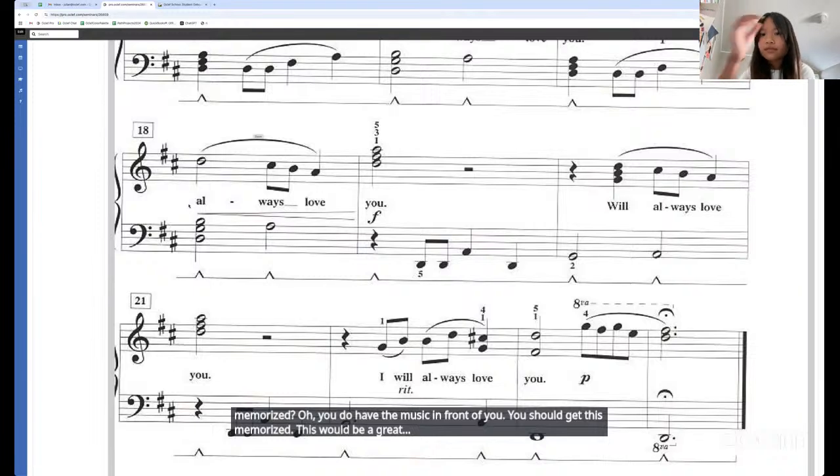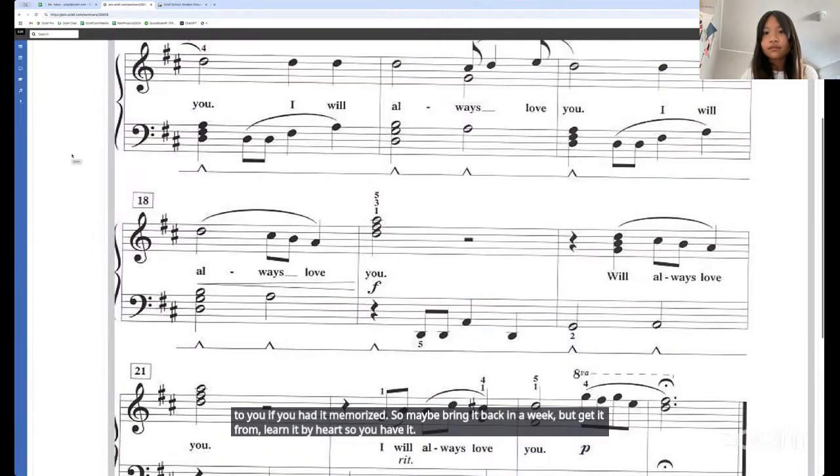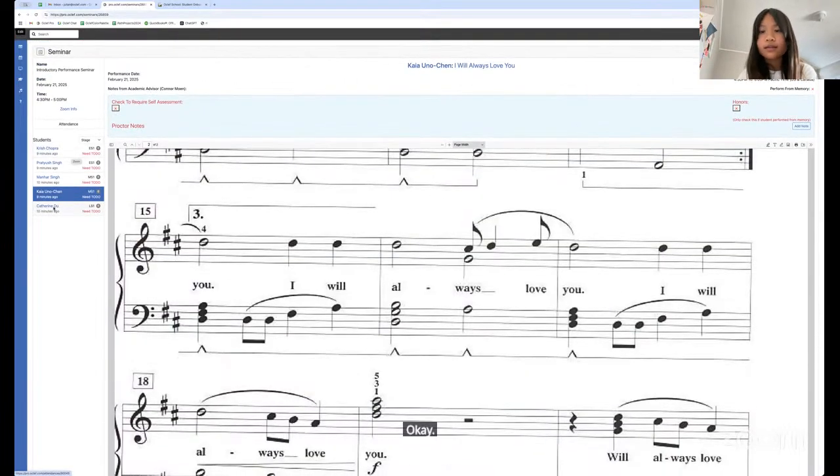performance seminar, or sorry, this would be a great honors recital piece if you had it memorized. I would have given that to you if you had it memorized. So maybe bring it back in a week, but learn it by heart so you have it. Okay.